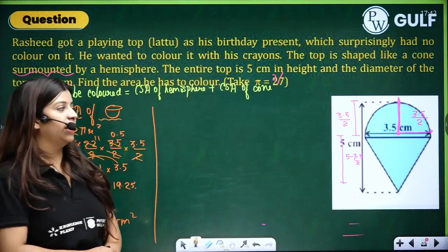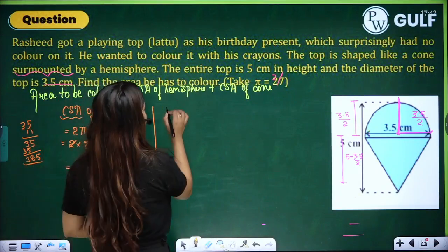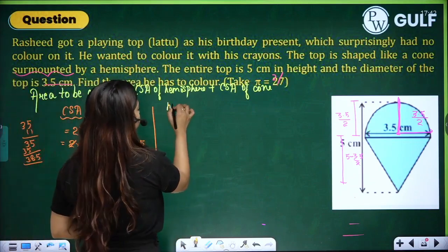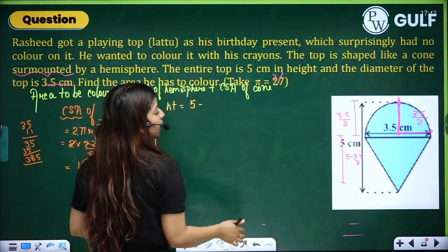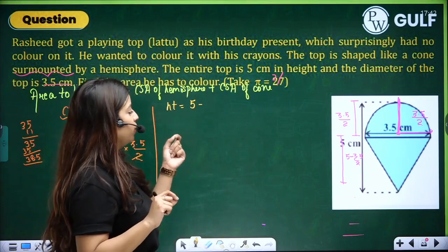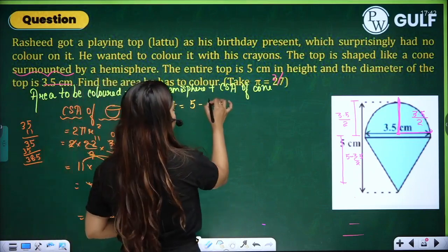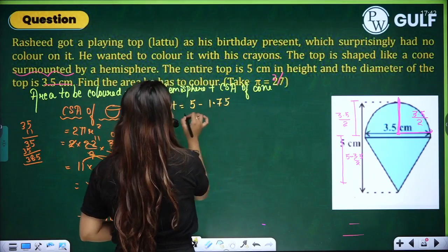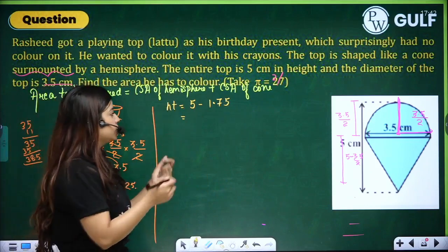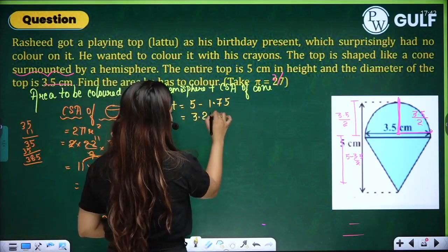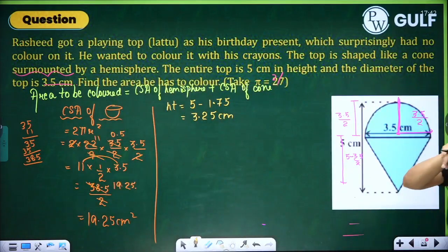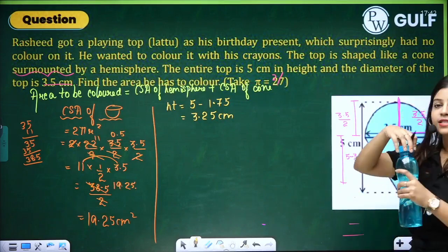The curved surface area of the cone, right? First of all, the height of the cone. Over here the height of the cone will be equal to 5 minus 3.5 by 2, which will give you 1.75. So 5 minus 1.75 will be equivalent to 3.25 centimeters. So this will be the height of the particular cone that is given to you.